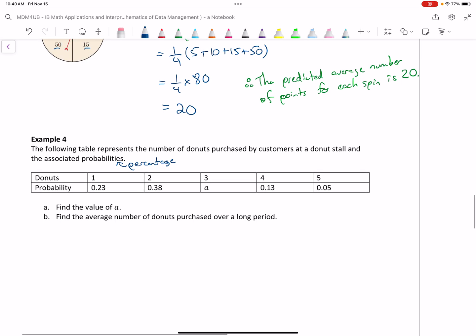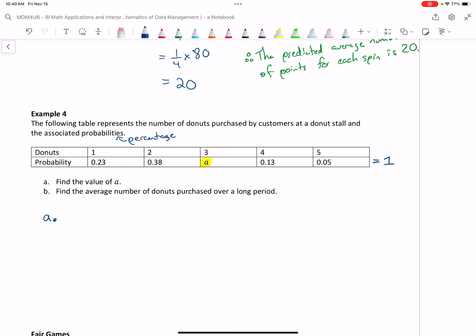So the first part is find the value of A. And IB likes to throw these ones in. So A is located here, obviously. And we have to use a concept within every probability experiment. What do all of the probabilities add up to? If you were to take 0.23 plus 0.38 plus A plus 0.13, this total will always be 1 because it's 100% of all of your outcomes. So A, we can think of by adding these all up.